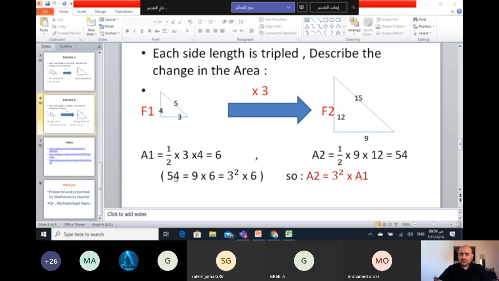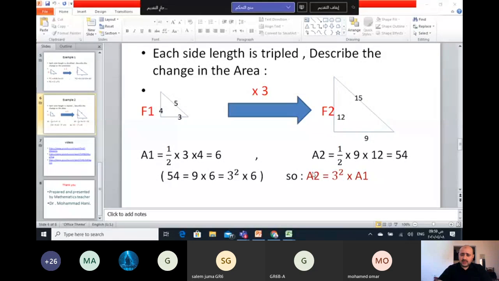See here, 54 equals 9 times 6. And 9 equals 3 exponent 2, multiplied by 6. So what happened in the area? Take the change in dimension, then square this number. So the change in the area is the squared ratio.